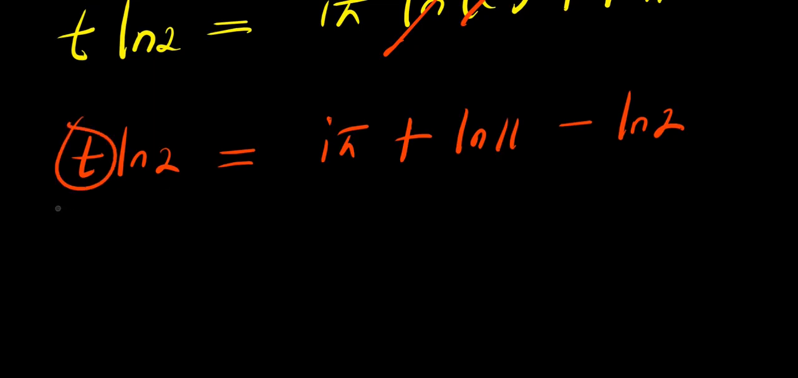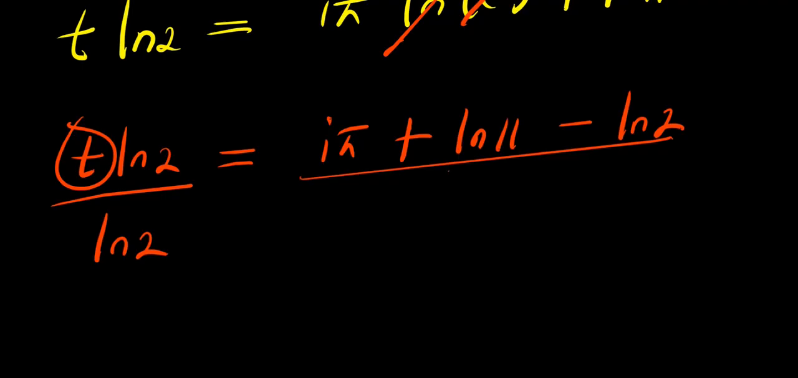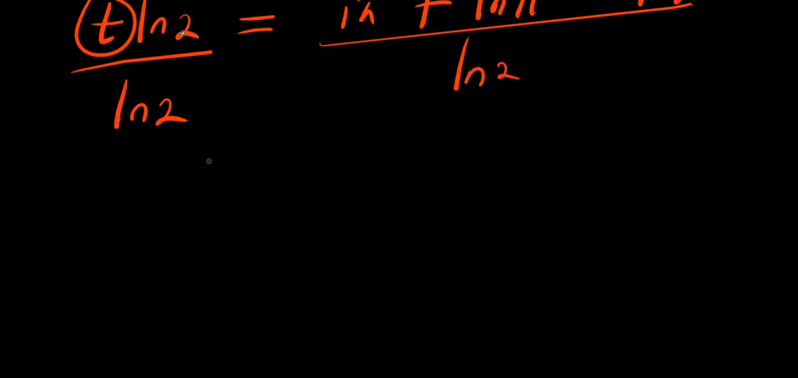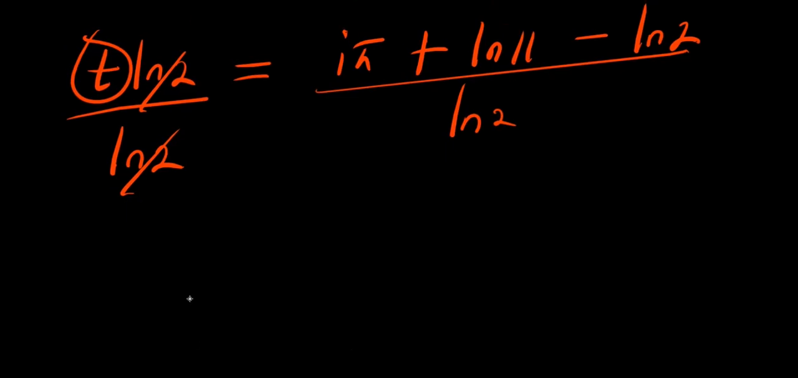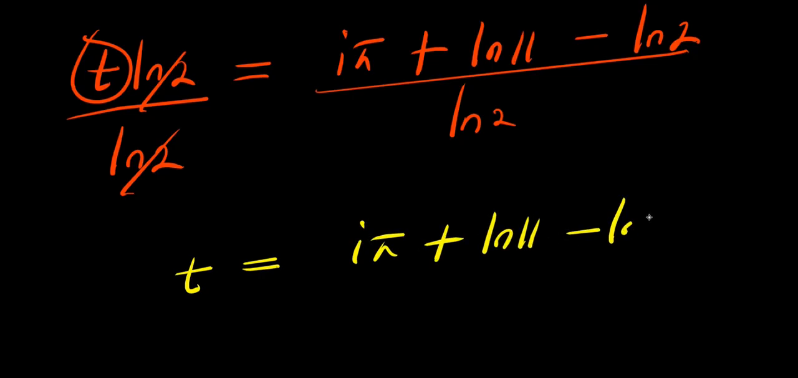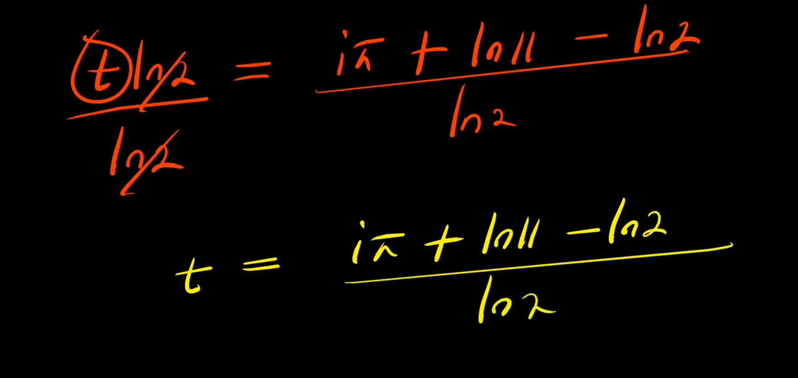Isolating t, I divide this by natural log 2. I divide this by natural log 2. Natural log 2 cancels natural log 2. So I have t equals i times pi plus natural log 11 minus natural log 2, divided by natural log 2.